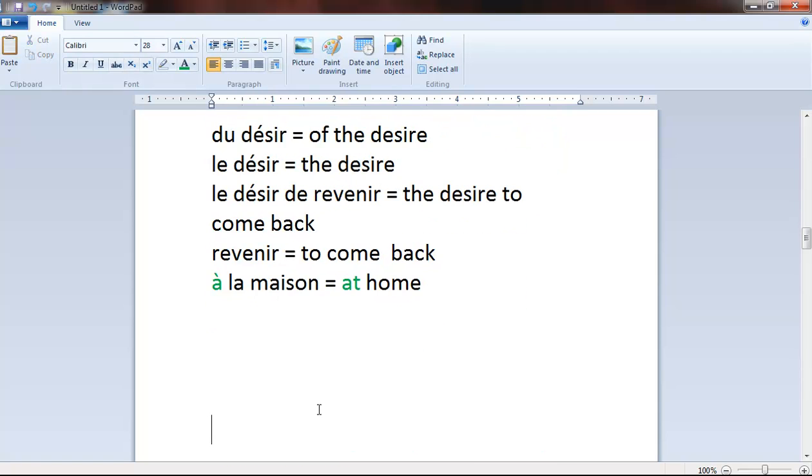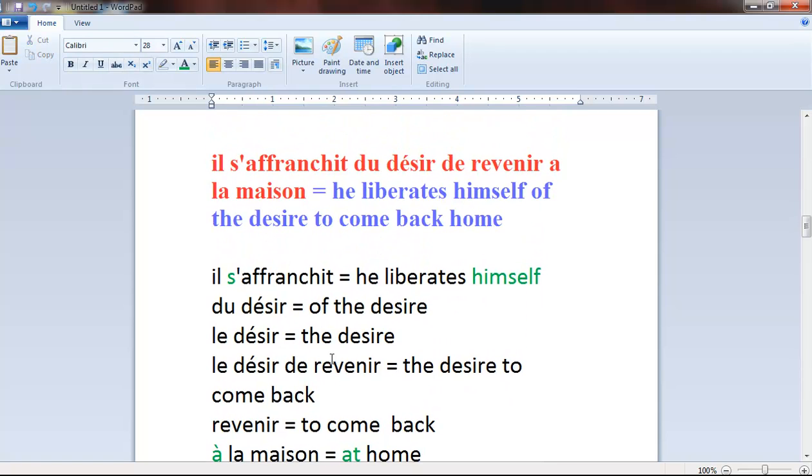Okay? So, let's read aloud this sentence one more time. Il s'affranchit du désir de revenir à la maison. He liberates himself of the desire to come back at home. À la maison, at home.